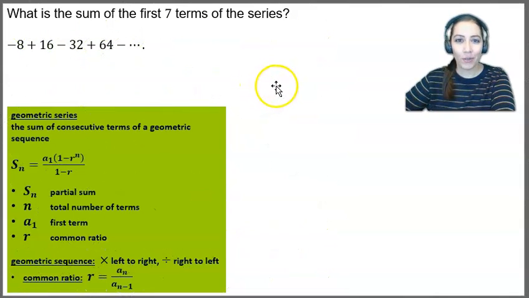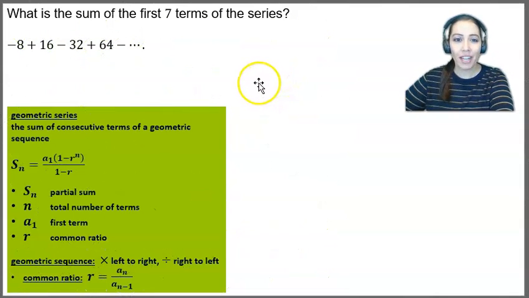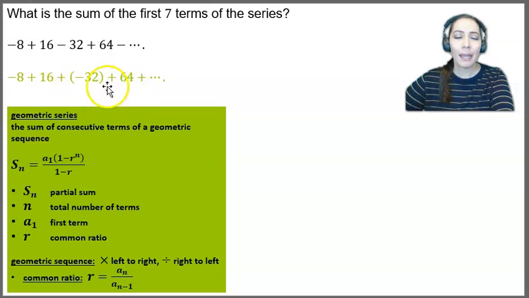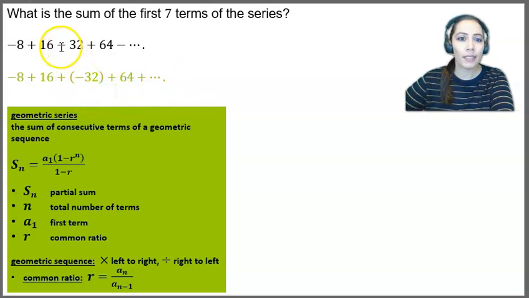Now that we have Chloe's cheat sheet notes, let's go ahead and find the sum of the first 7 terms of this series. So the first thing I notice is I have some positives and some negatives. I actually like to rewrite it as -8 plus 16 plus -32 plus 64 plus ... It makes it a little bit easier for me to realize that that negative does go with the 32 and that negative does go with the 8 if I have everything separated by positives.